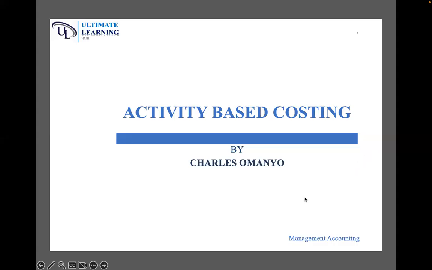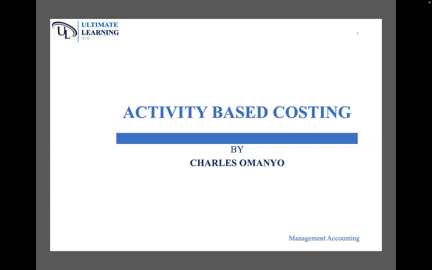Now, when we talk of activity-based costing, it's normally called an alternative costing technique. We have what is known as traditional costing techniques, and we have alternative costing techniques to the traditional ones. When we talk of traditional costing techniques, in this case, we have absorption costing and maybe marginal costing. Now, what are some of the alternative costing techniques to absorption costing and marginal costing?